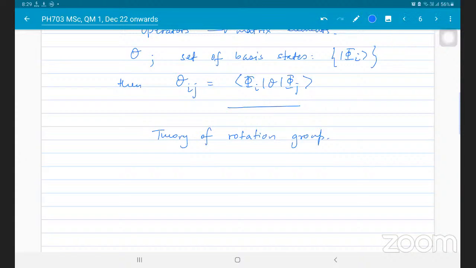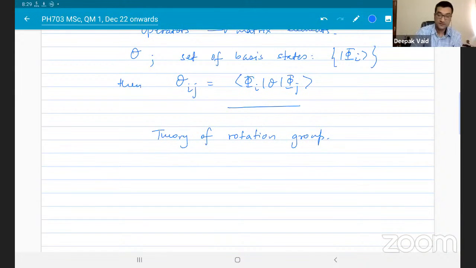You can go on, sir. Huh? You can go on, sir. Sudeep, yes, sir. Okay, if Sudeep says I can go on, then I will go on. Okay.